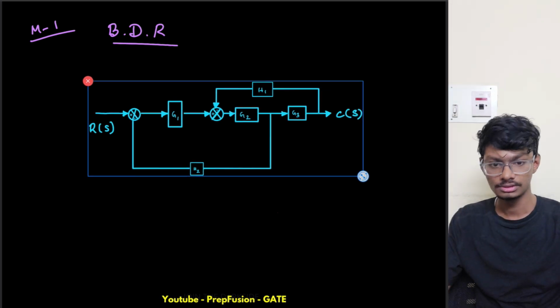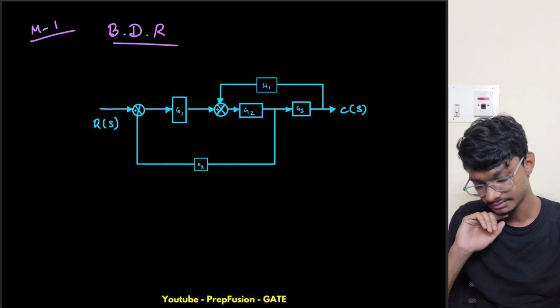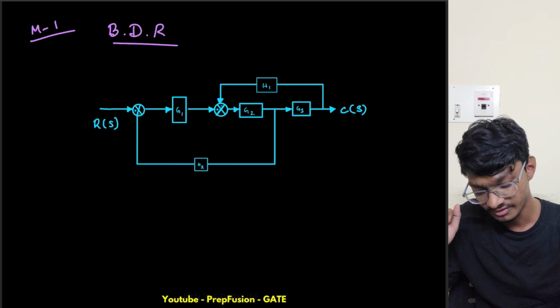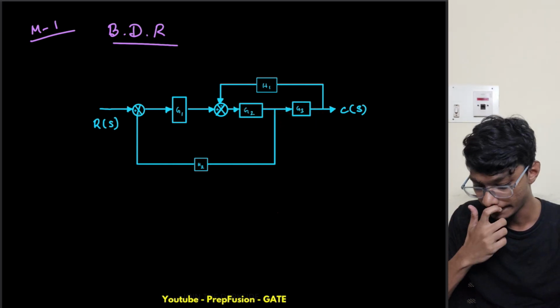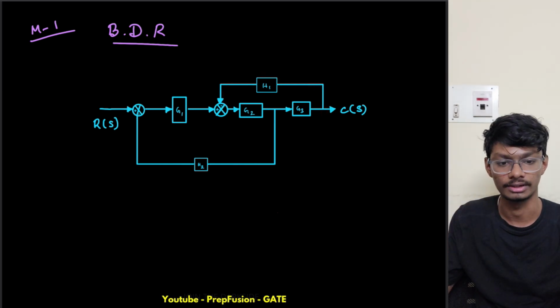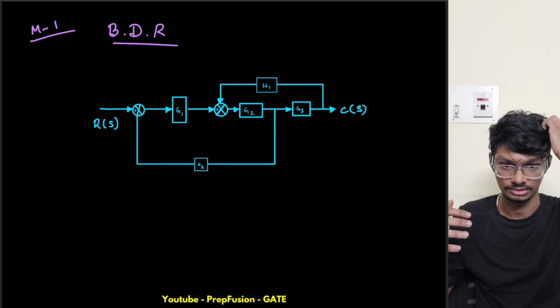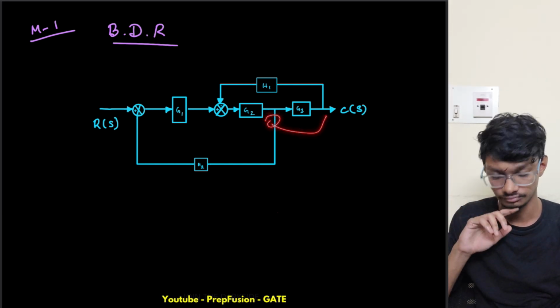What I can see here is that this point is disturbing me a bit. If I shift this point to here, these two will come in cascade and this one will come in negative feedback. So if I shift this point to here, then I can do something. How can I shift this point to here?